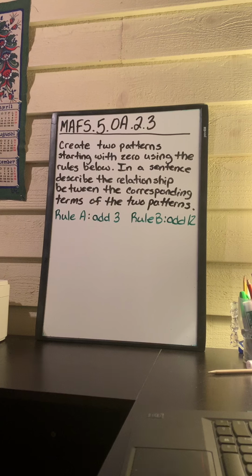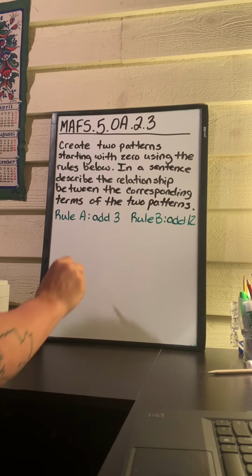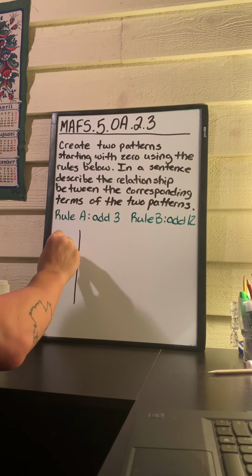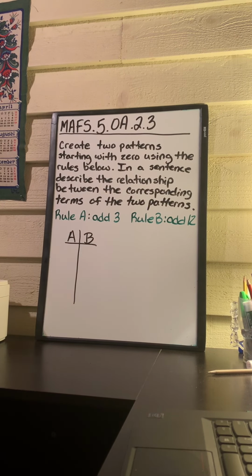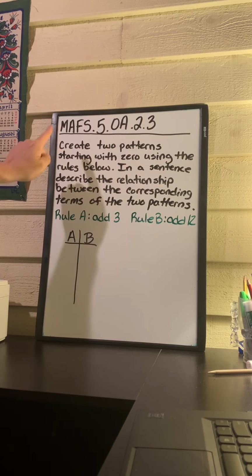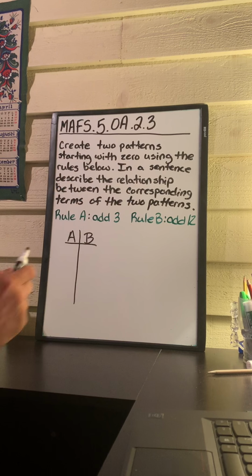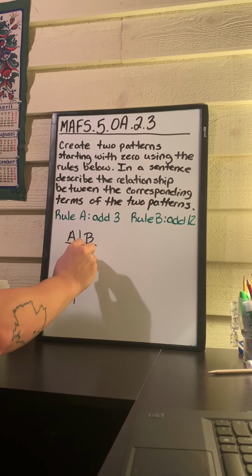So our first example question is: create two patterns starting with 0 using the rules below. You see, we have these two rules right here. In a sentence, describe the relationship between the corresponding terms of the two patterns. So the first thing we need to do here is actually create our two patterns. And if you recall, the best way to do that is using a T-chart. So I'm going to go ahead and create a T-chart right here with A and B as our two patterns. And just make sure you read carefully. Up here in the directions it says create two patterns starting with 0. So I need to make sure these two patterns start with 0.